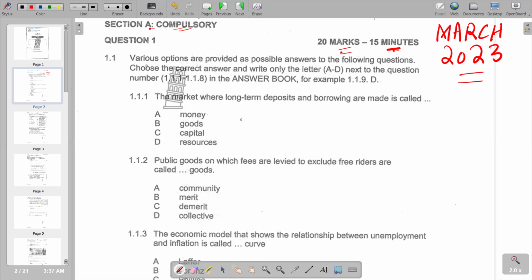So our question one, with various options provided as possible answers to the following questions. Choose the correct answer and write only the letter A to D next to the question number. That is 1.1.1 to 1.1.8. So you're given how you're supposed to present it in your answer book.